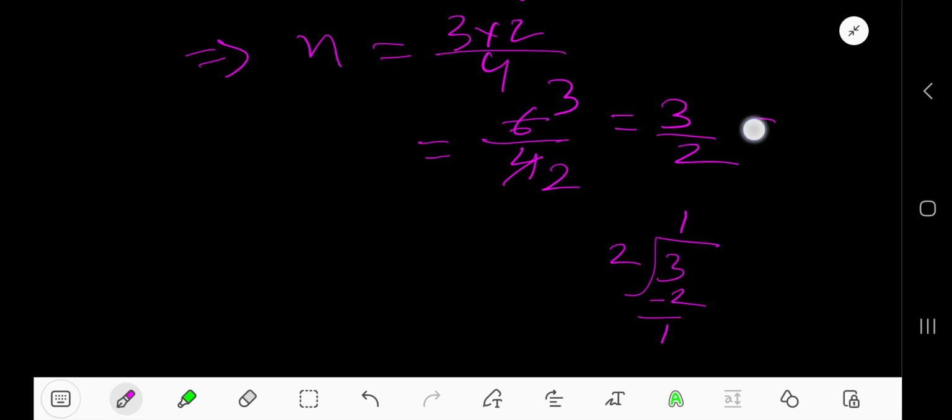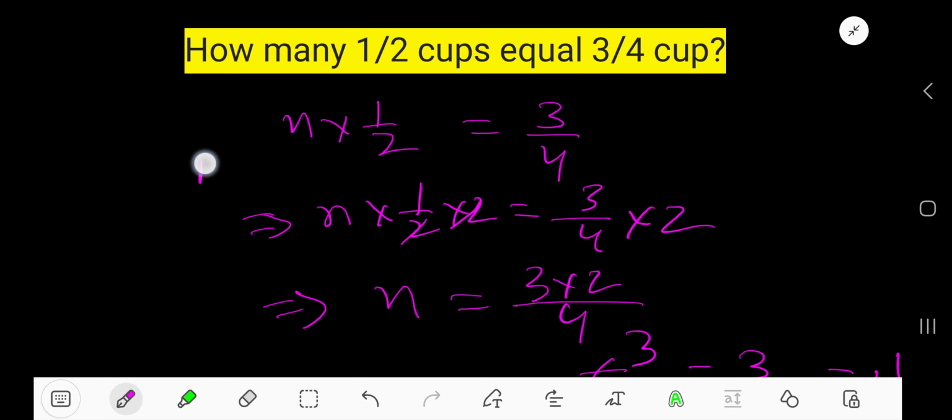So this quotient will be the whole number, this is the remainder, and this is the denominator. This remainder will be the numerator and this divisor will be the denominator, that is 1 and 1/2. So the value of n equal to 1 and 1/2.